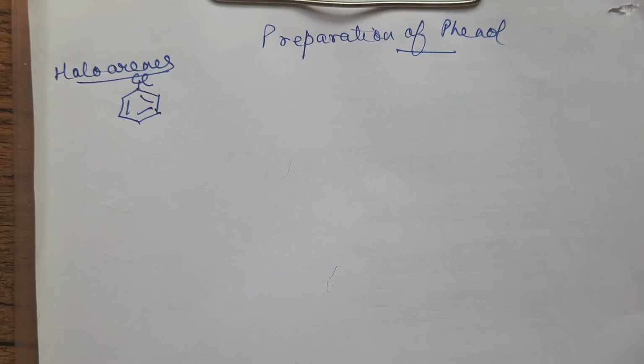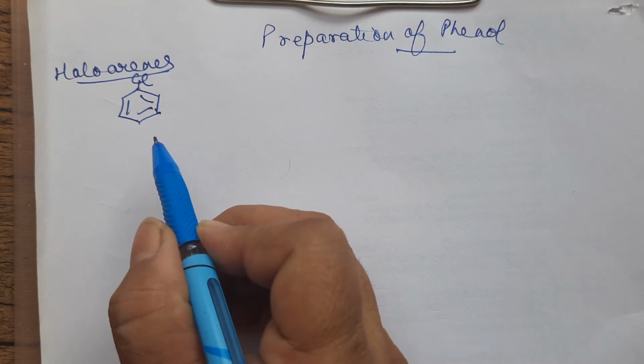Good morning, children. Today we are on to the next video of alcohol, phenol, ether, and in today's video we will be talking about preparation of phenols. The first preparation which we are taking is from haloarene. Haloarene, I've taken the example of chlorobenzene.